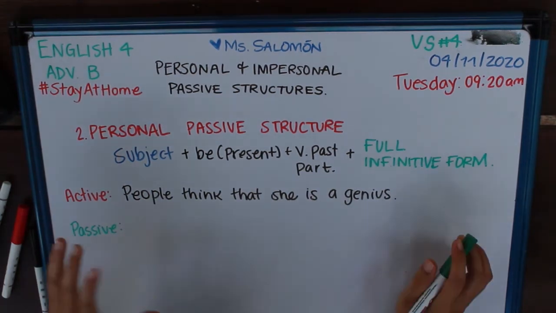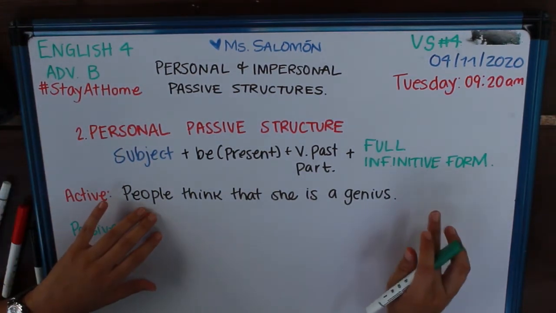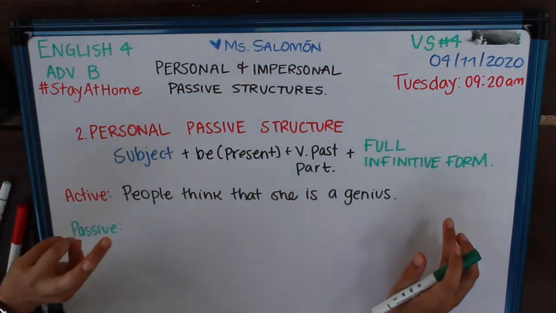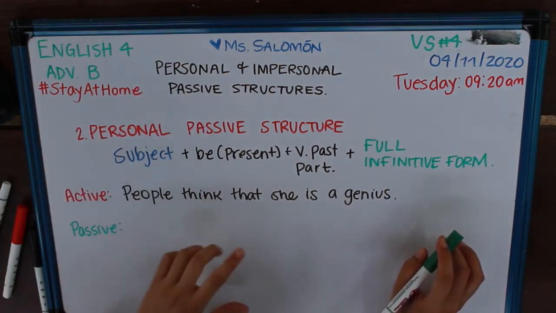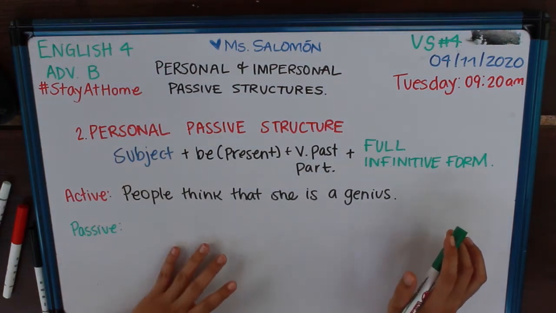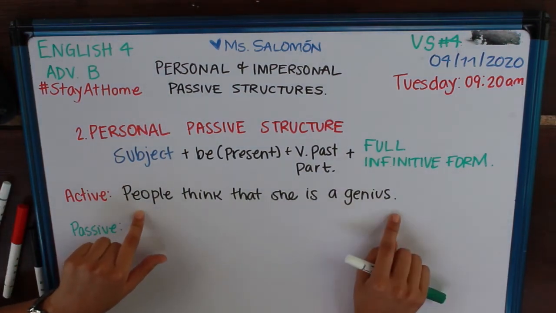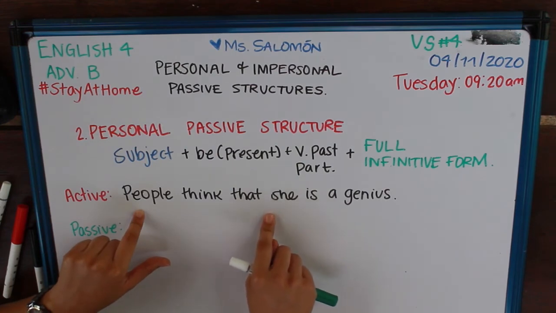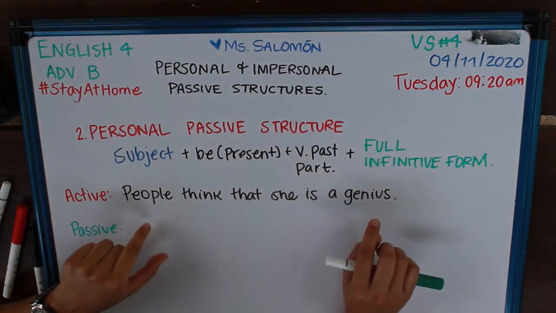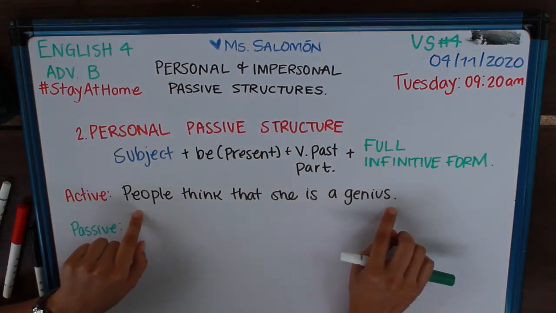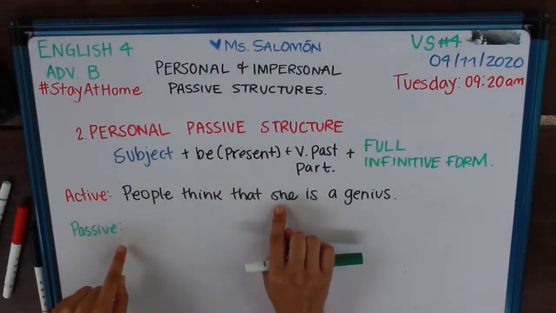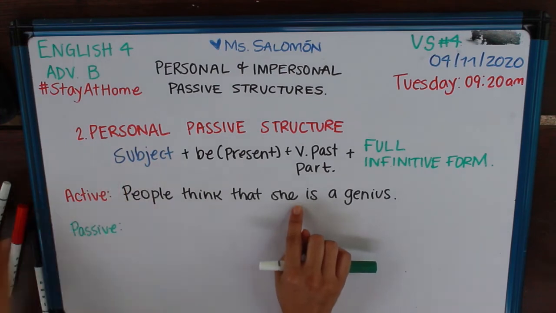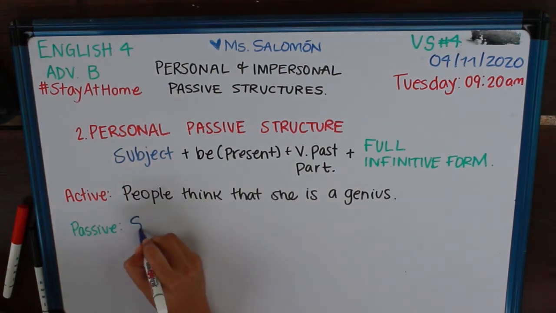Once again, let's take a look at our sentence using active voice. People think that she's a genius. Remember that whenever we're changing or modifying the active voice into passive voice, we need to modify certain aspects. So if we go through this sentence, people think that she is a genius, we know that she is the object of the sentence. And in order for us to change it into its passive form, the object needs to become the subject. So I'm going to start the passive sentence with she.